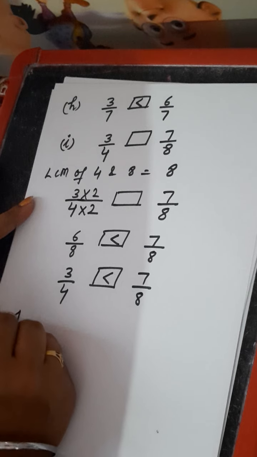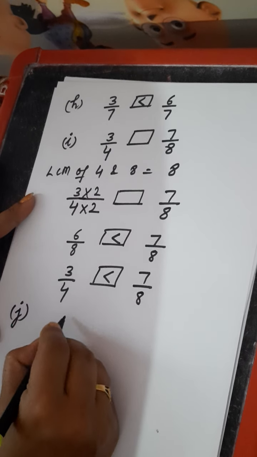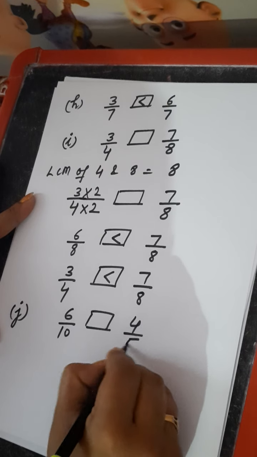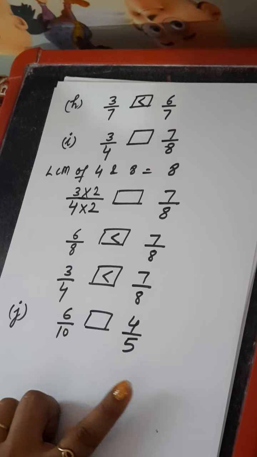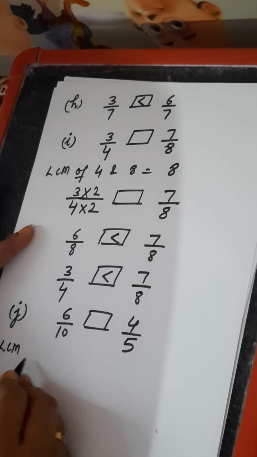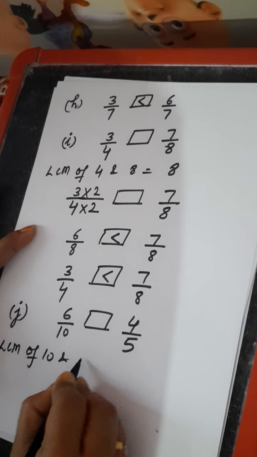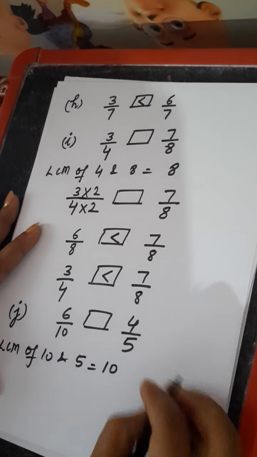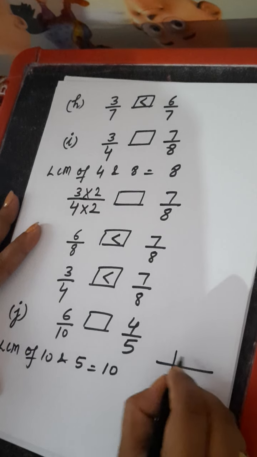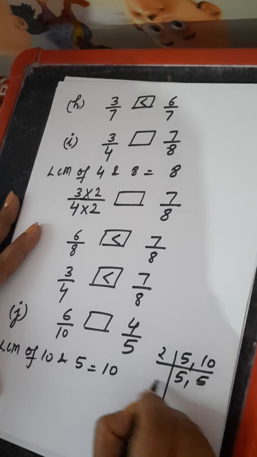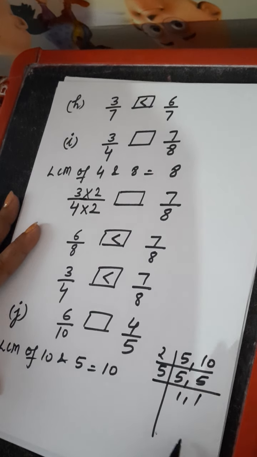Then next we have J part. Now the J part is 6 upon 10 and 4 upon 5. In this you have to take LCM because denominators are different. So take LCM of 10 and 5. LCM of 10 and 5 is 10. You can also check like this in division method. 5, 10. 2, 5 as it is. This 5. So here LCM is 10.